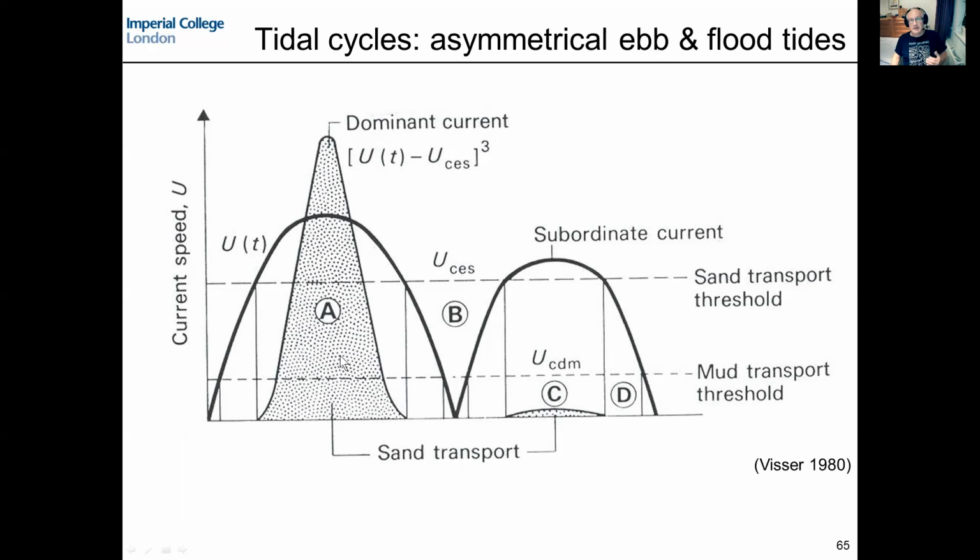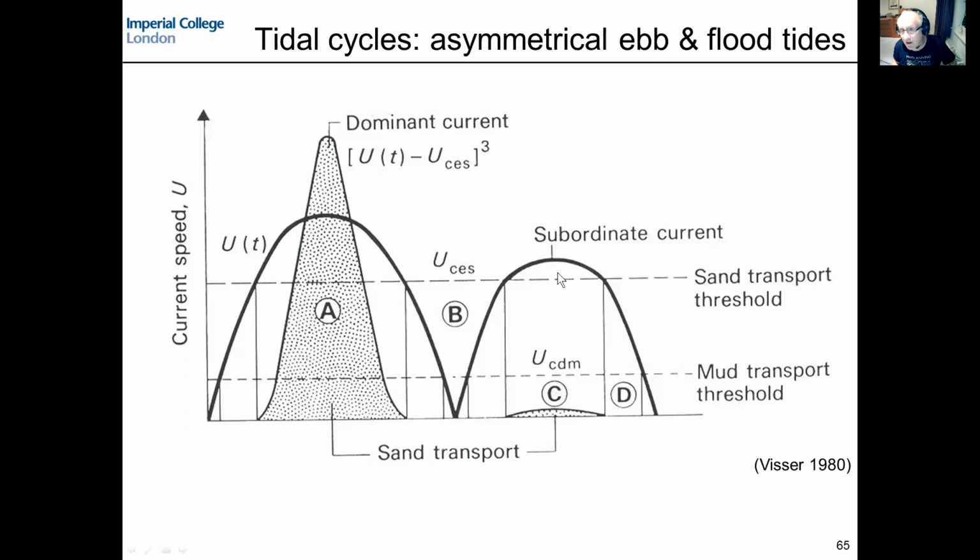Now, to move sand, the current speed has to be above a certain threshold. That's this threshold here, the upper dashed line. That's a sand transport threshold. So for the dominant tide, this is the time above which the velocity is high enough to move sand, and the amount of sand that we move is basically proportional to the cube of that excess velocity. So in other words, a small increase in velocity gives us the capacity to move a much, much larger volume of sand.